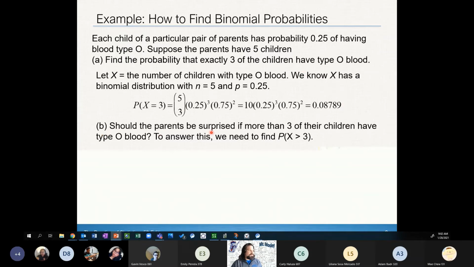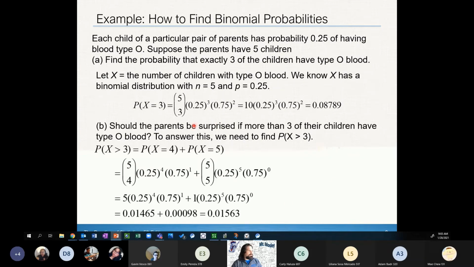Question B, should the parents be surprised if more than 3 of their children have type O blood? To answer this, we need to find P of X being greater than 3. We do not have a command in the calculator for greater than, so please keep that in mind. The probability of X being greater than 3 is the probability of X being 4 or 5. So we have P of X equals 4 plus P of X equals 5. Again, this is the OR condition. When we have an OR condition and they are independent events, we just add those probabilities. This goes back to stuff we saw in previous chapters.